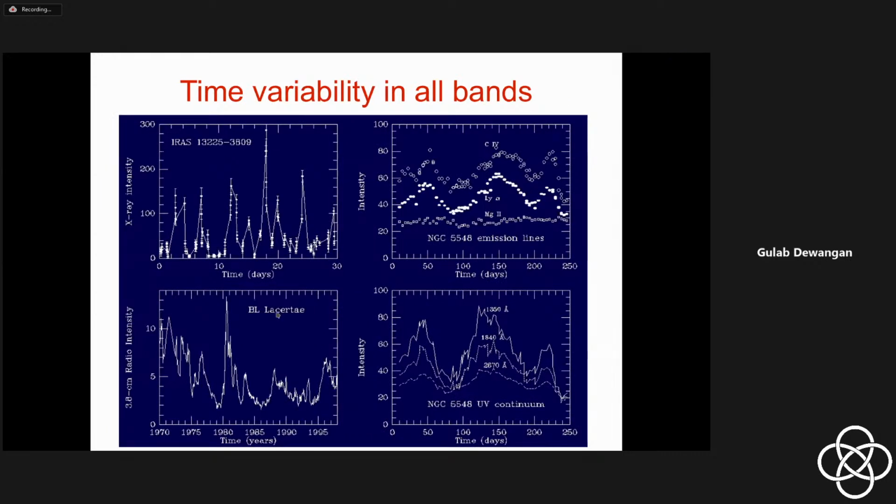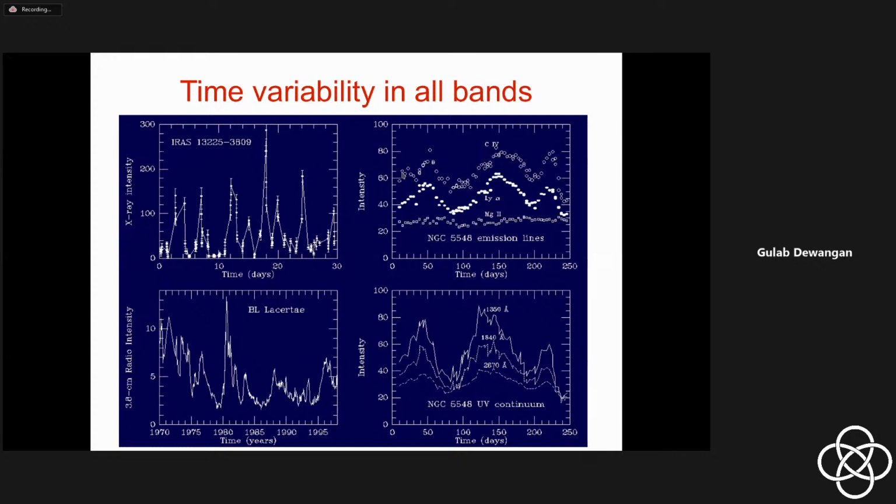For example, you see in the top left panel here, the X-ray intensity is plotted as a function of time. And this X-ray intensity is varying very wildly, sometimes by a factor of more than 100. So some AGNs show this kind of strong, rapid, and large amplitude variability.